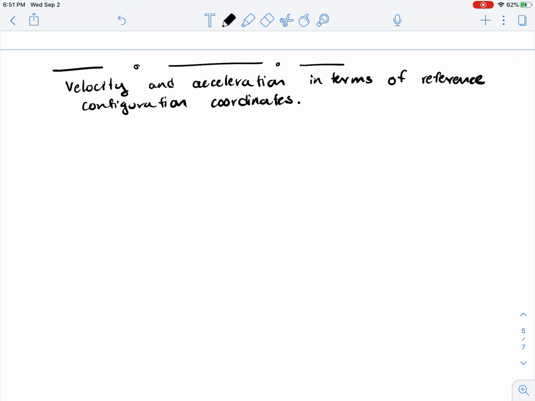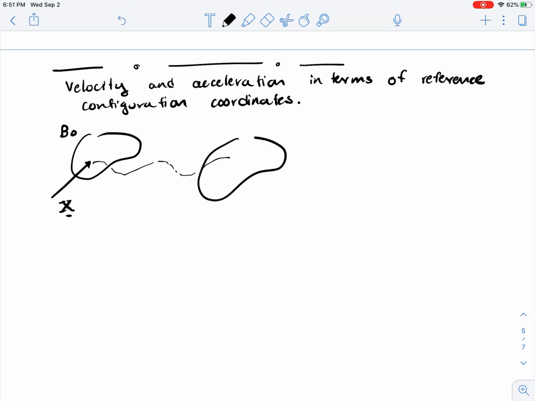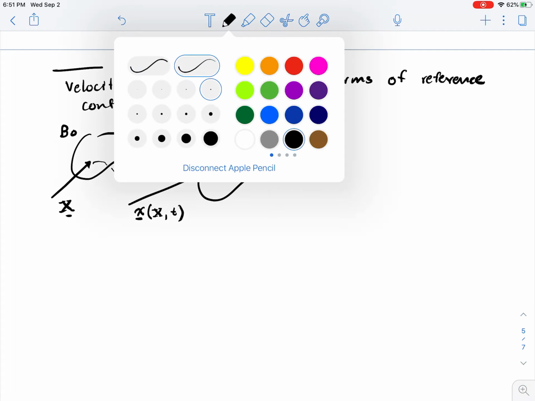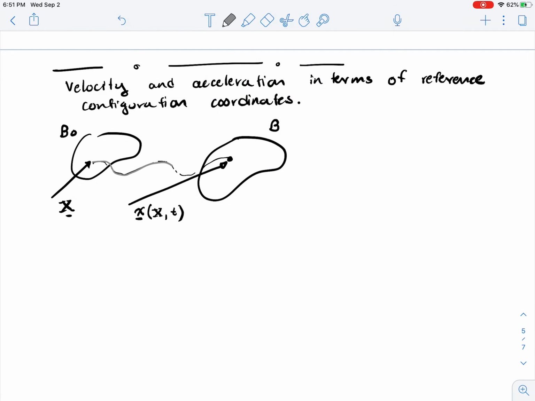So the last objective of this lecture was to be able to compute velocity and acceleration. If you remember when I introduced the deformation map, I had my reference body B naught and I have some vector X, and that one gets mapped to the vector little x, which depends on the coordinates X and time, right?